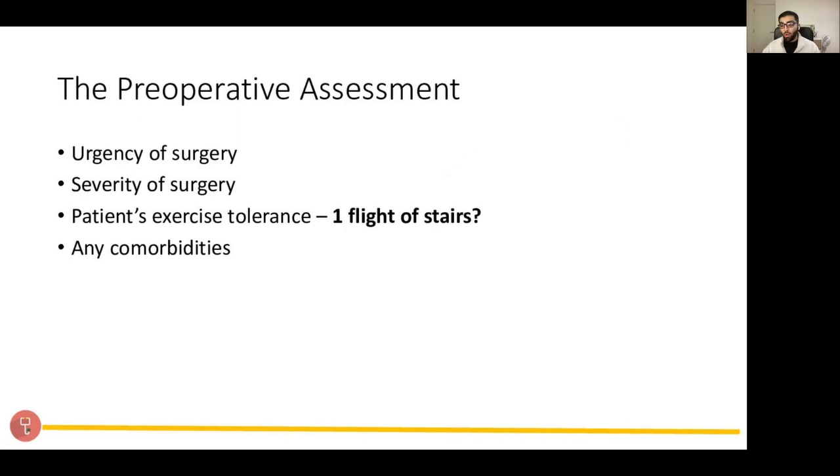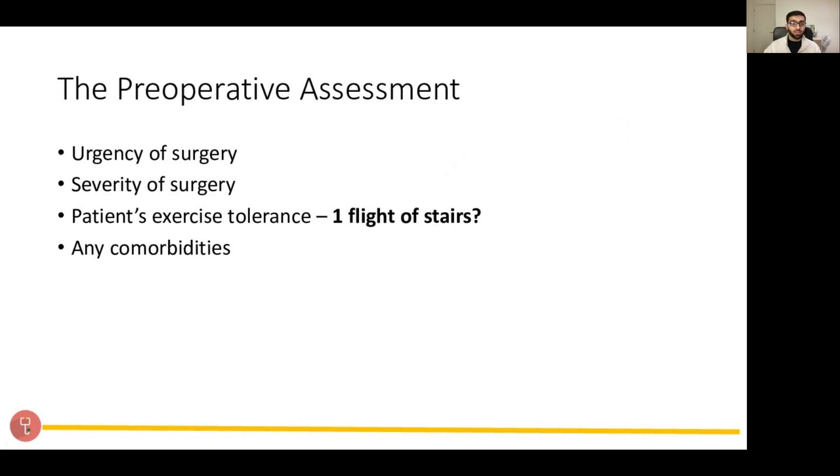So firstly, when a patient is about to be scheduled for surgery, most surgeries involve a preoperative assessment with either an anaesthetist or a nurse practitioner. In this assessment, we often consider the urgency of surgery. Is this an emergency procedure that needs to happen almost imminently, an urgent one that needs to happen relatively soon, or a scheduled or elective one that is not as time sensitive?